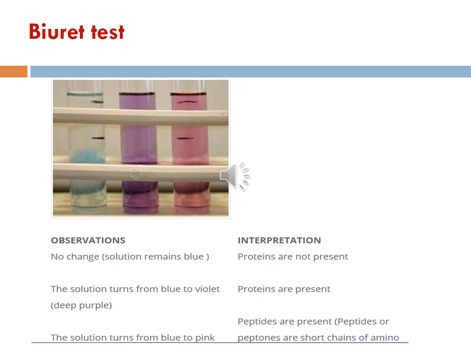Look, students, this color is the color of the chelate complex. Sometimes the solution will turn from blue to pink. The pink color indicates the presence of peptide bonds of a short chain, meaning the peptide is a short chain of amino acids.